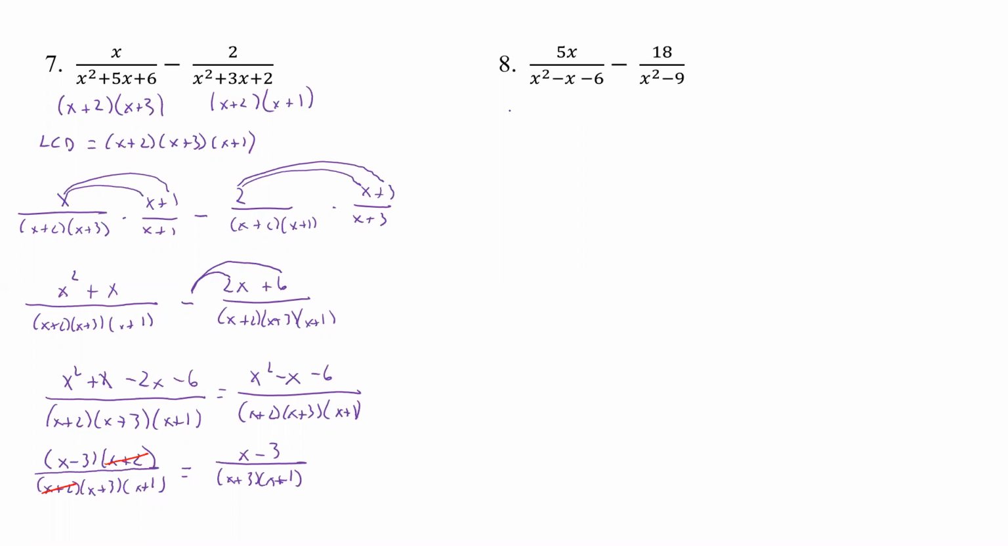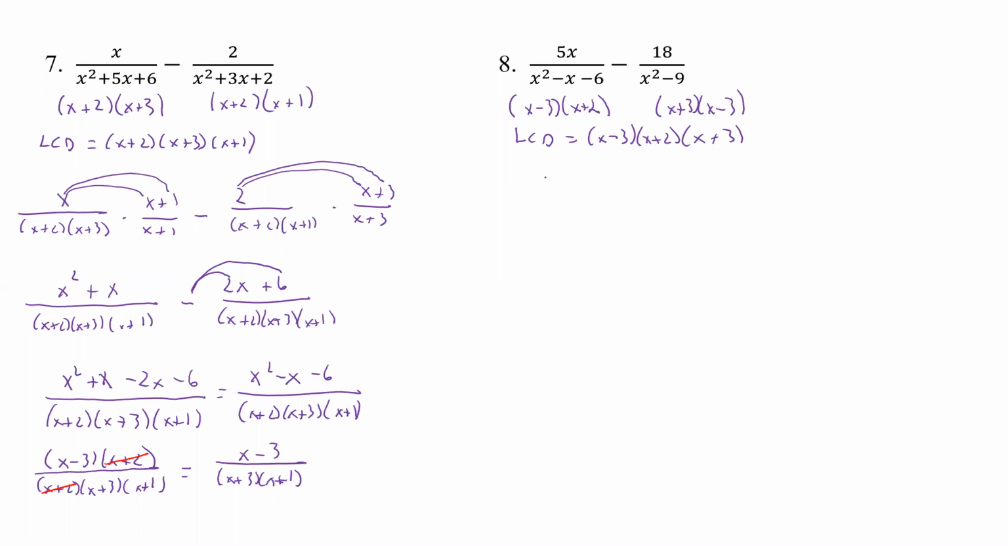All right, what about this? Well, guess what? We just factored that down here. That's going to be our x minus 3, x plus 2. And this one is the difference of squares, which is x plus 3, x minus 3. So that gives us an LCD of x minus 3, x plus 2, x plus 3. So each one of them goes once.